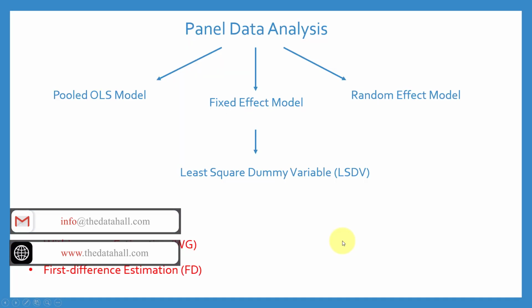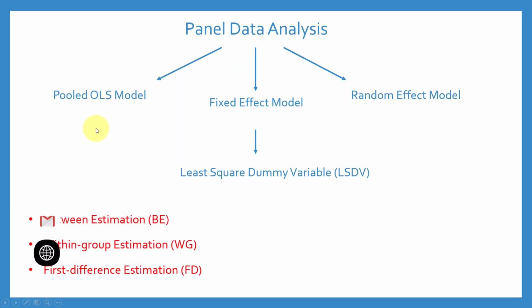So in our first lecture, we discussed certain models like pooled OLS, fixed effect, random effect. But we didn't discuss the between estimation, the within group estimation, and the first difference estimation. So in this video, we are going to just focus on these three types of models.